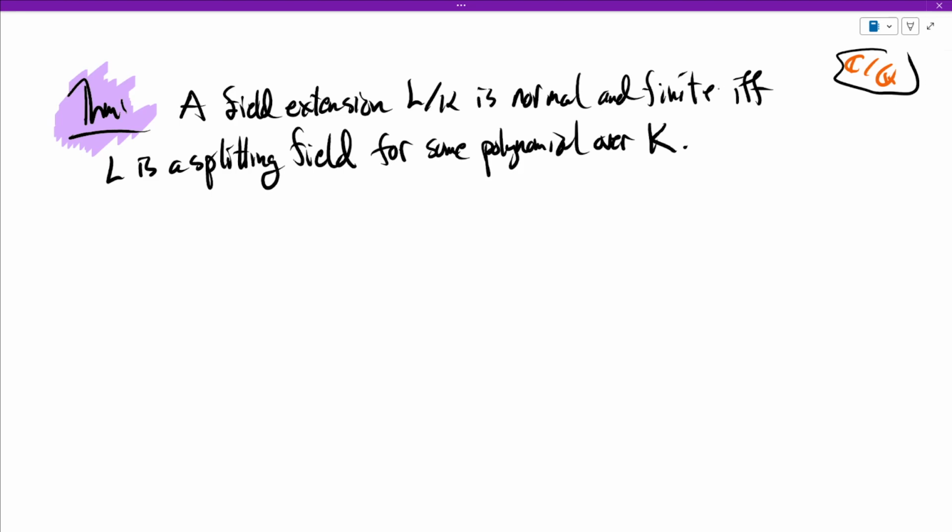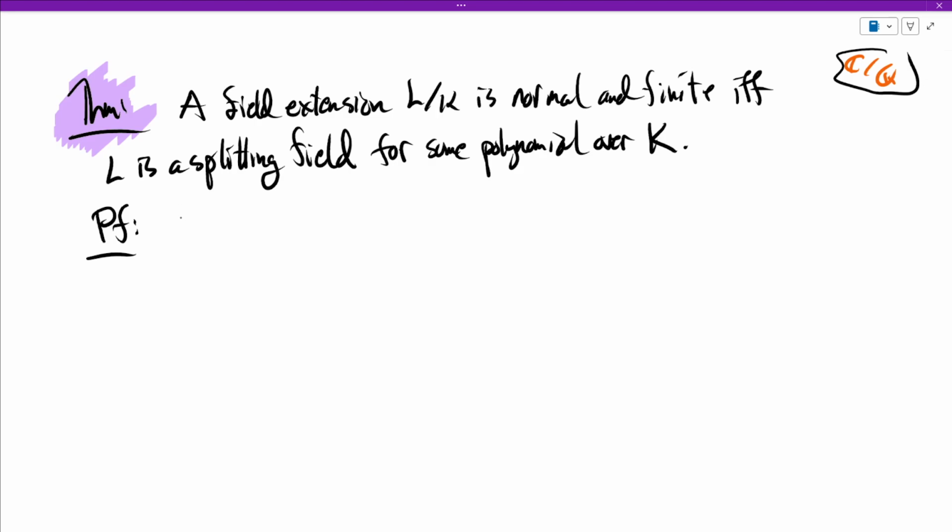What this is saying is, if we know our extension is finite, we can ask, is the big field a splitting field of some polynomial? If the answer is yes, then we automatically know the extension is normal. And that's going to be great because the fundamental theorem of Galois theory will apply to normal extensions in C. So this is going to be very helpful.